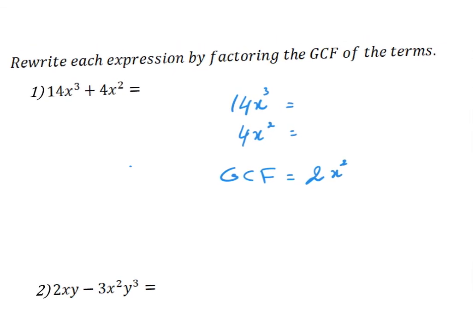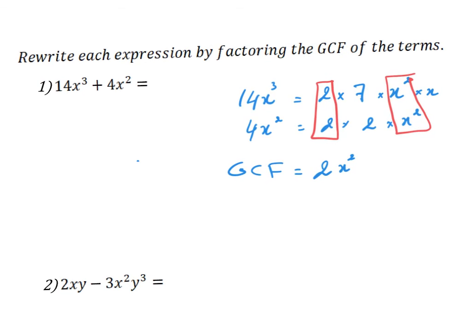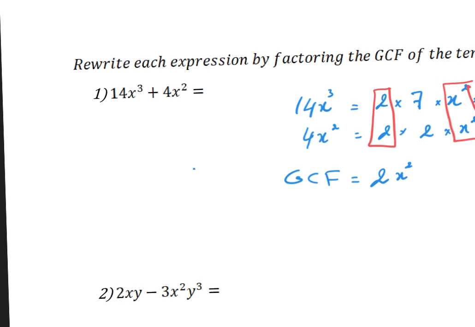If you still have a problem with this, you can also use the same method as in the previous example. 14 can be written as 2 times 7, and x to the third is the same as x to the second times x to the first. Now we have 2 as a common factor, and x squared as a common factor. So the greatest common factor of the two terms will be 2x squared.